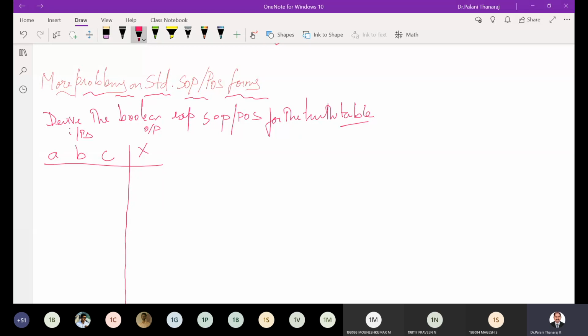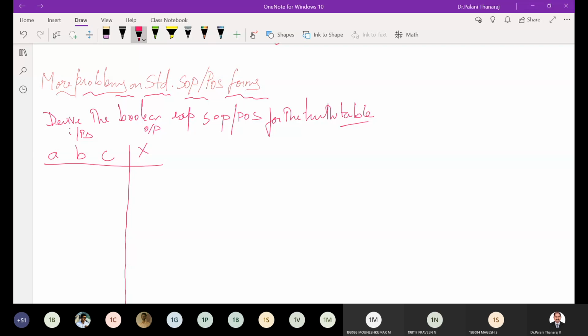First, let me write the combinations of inputs. If there are three inputs, how many combinations can I have? I told you yesterday itself. If there are three inputs, how many combinations of inputs can I have to the device? Very good, 8. Kishore, very good. Pragne, good. 2 power 3, where 3 is the number of inputs. Can you write all the possible combinations of input?